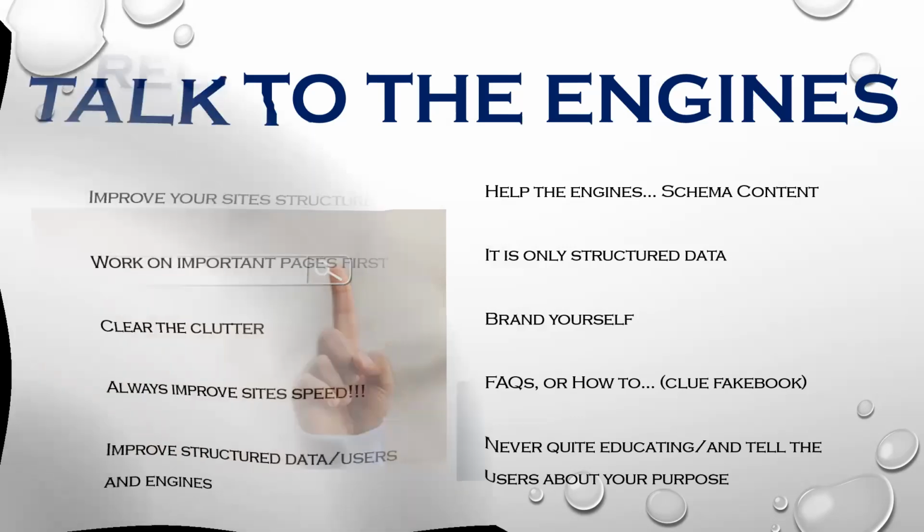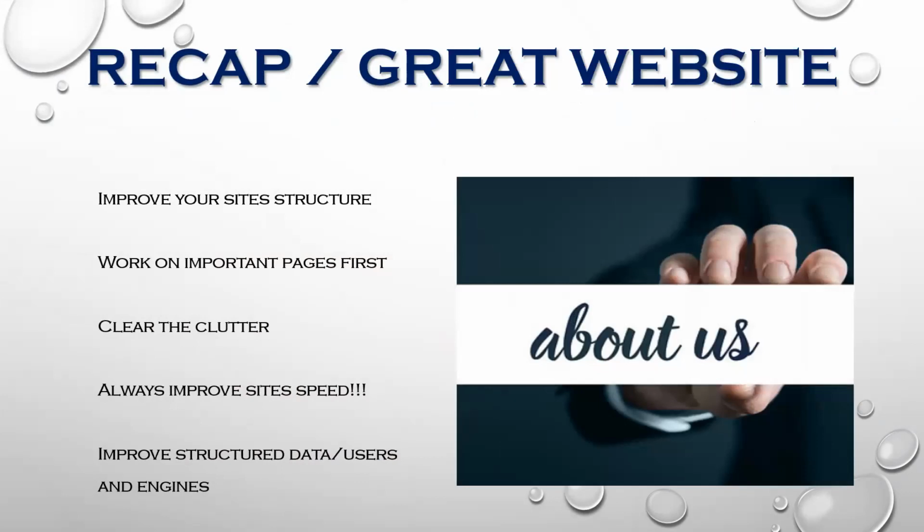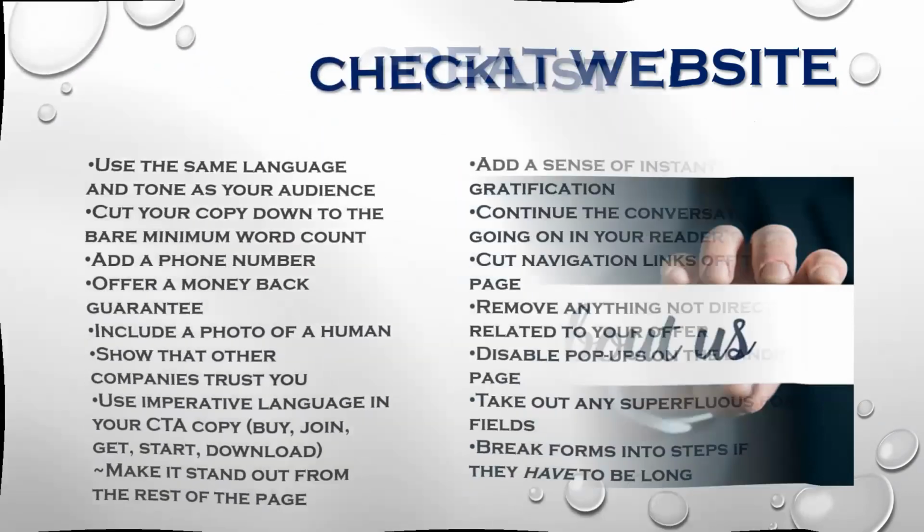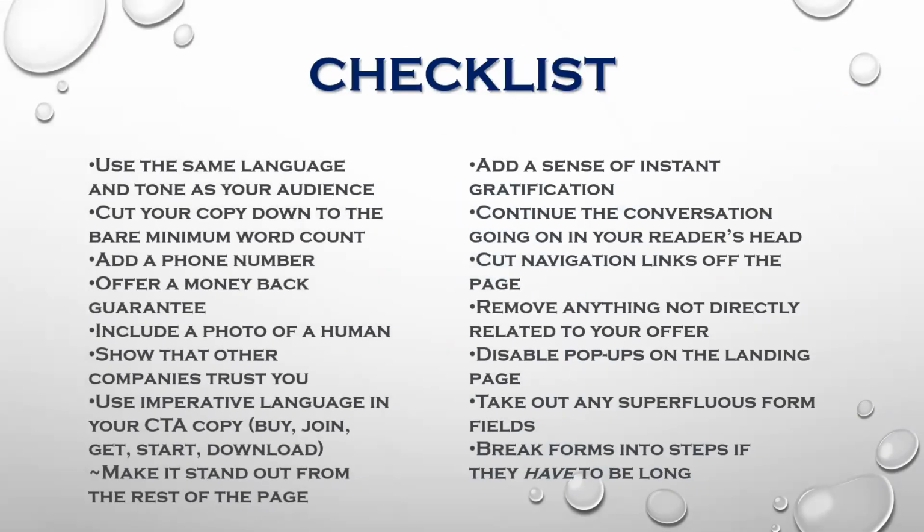So keep that in mind. To recap: improve your website structure, work on important pages first, clear the clutter, always improve the site speed, and that's an important one, and improve your structured data, and talk to the users and search engines. So that's kind of it today. There's my checklist. All I did was copy this from the last one when we talked about landing pages. So that's not mine. If you want to have a quick screen grab, I'll hold that up for a second.